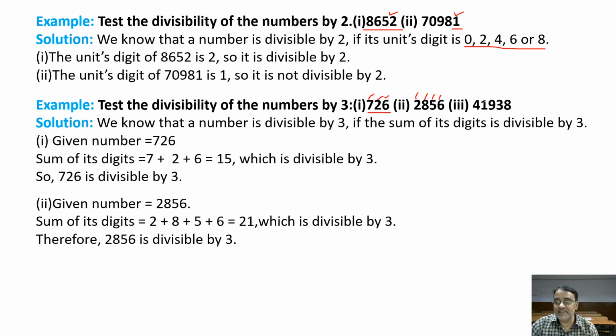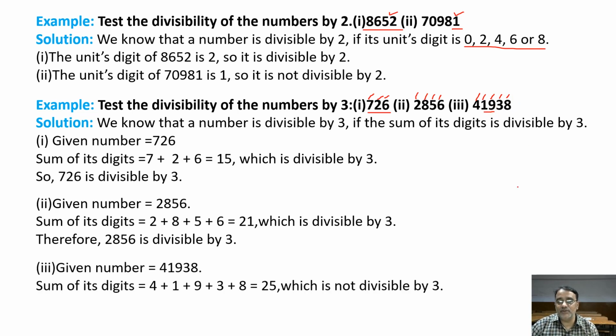And the last one, see, 4 plus 1 plus 9 plus 3 plus 8. यहाँ तक हम लोग को 17 मिल गया. 25 we are getting. So 25 जो है वो 3 से डिवाइड नहीं हो रहा है. So the number is also not divisible by 3. So these are the divisibility tests.